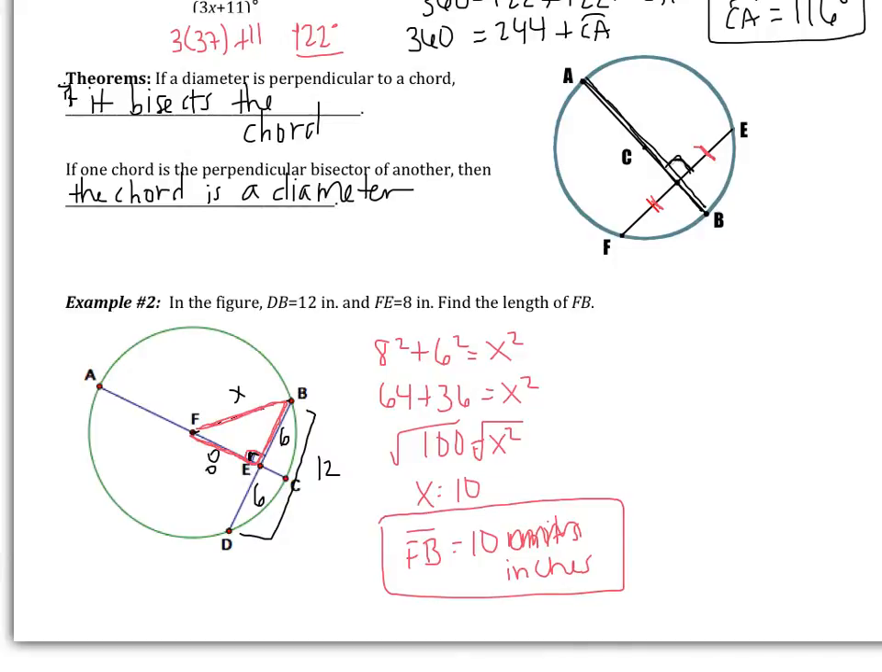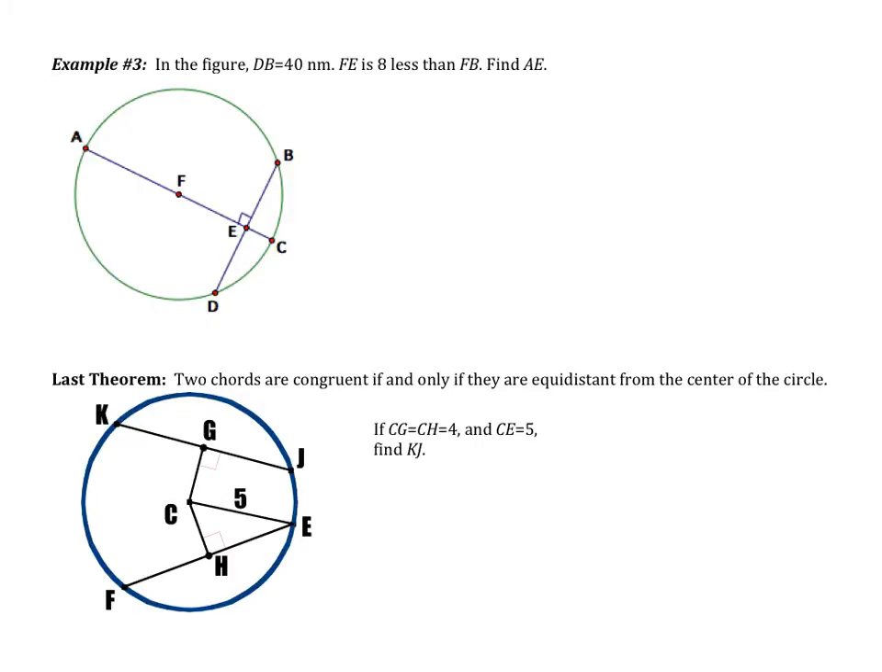Okay, so that was a little bit of a more basic example. Now we're going to jump into a more difficult example, so flip the page. It says, in the figure, DB is 40. FE is 8 less than FB. Find AE.